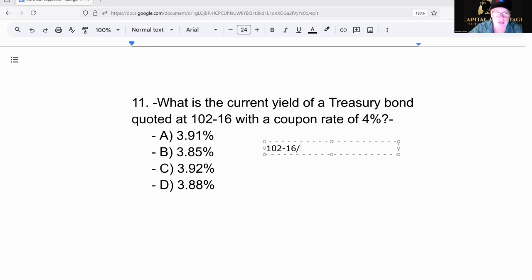102-16. It really is that. You just don't see it. Do 16 divided by 32. That equals 0.5. Then on the calculator, you can add, so it's going to be 102.5. Then you're going to do 4 divided by 102.5.